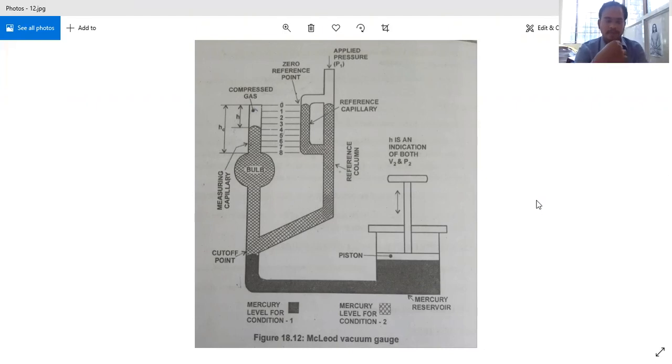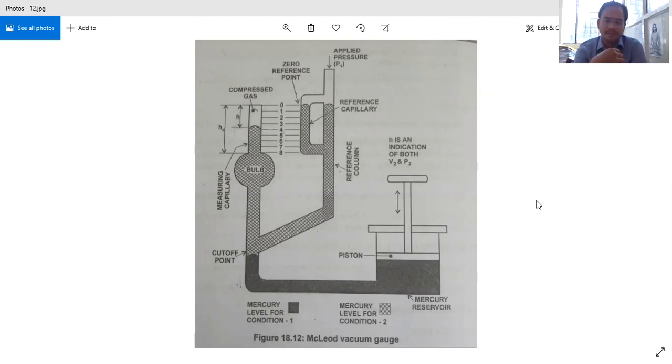Hello everyone. In this lecture, we will see the McLeod vacuum pressure gauge. A vacuum gauge is a device which measures the vacuum of a given measurand or a given medium. The absolute pressure is given by atmospheric pressure minus this vacuum pressure.